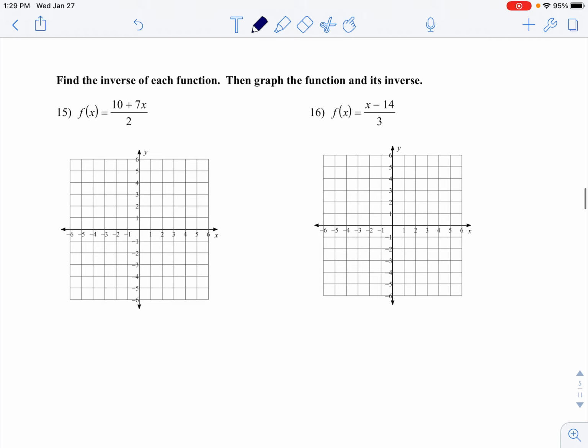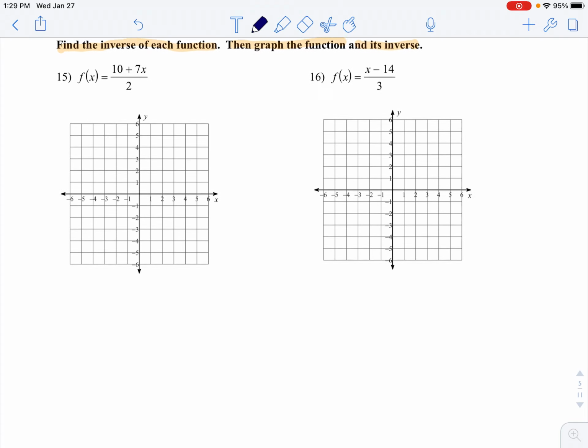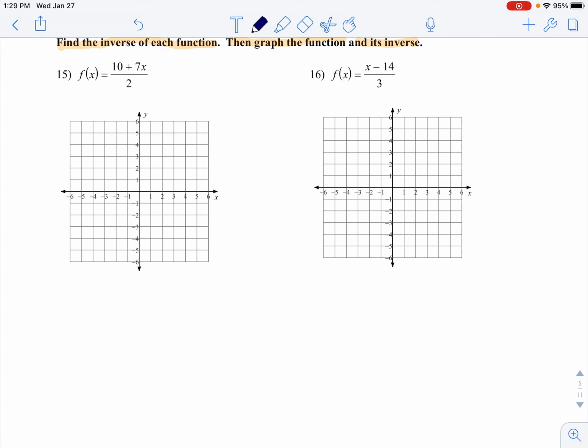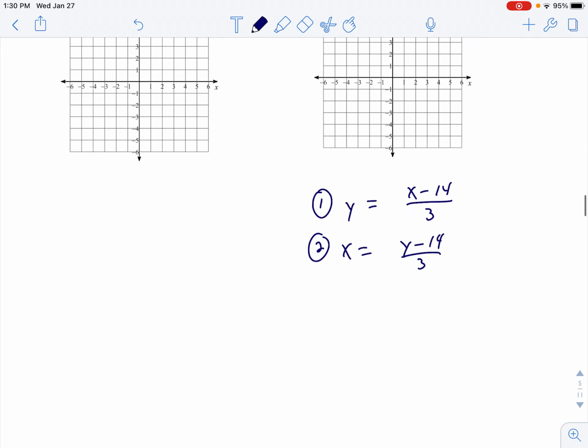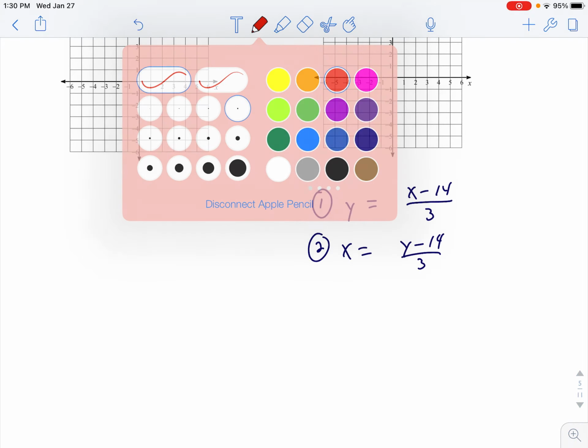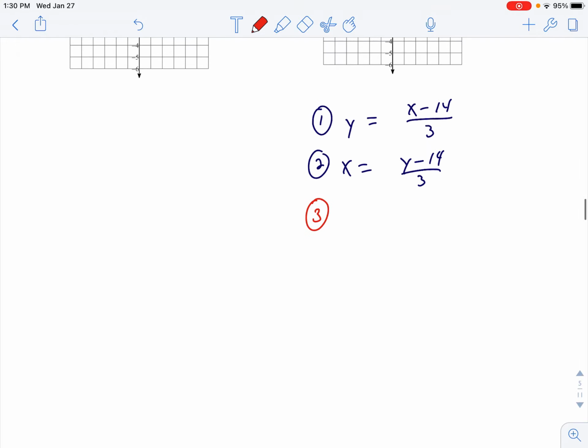All right, next, find the inverse of each function. That's what we just did. Then graph the function and its inverse. So, okay, this is going to have a lot of steps. Step 1, y equals x minus 14 over 3. Step 2, x equals y minus 14 over 3. Step 3 is the one that I do in red to make it stand out because it's kind of unique. It's got its own set of steps.